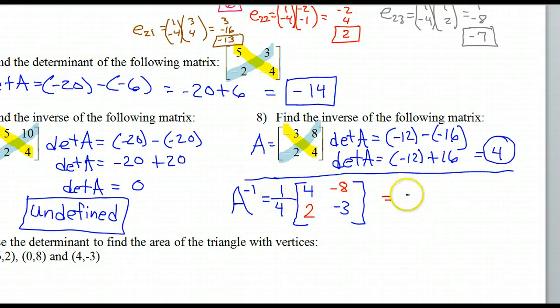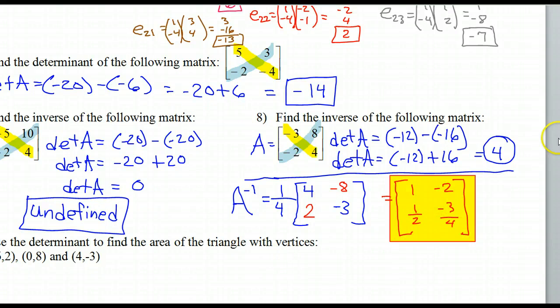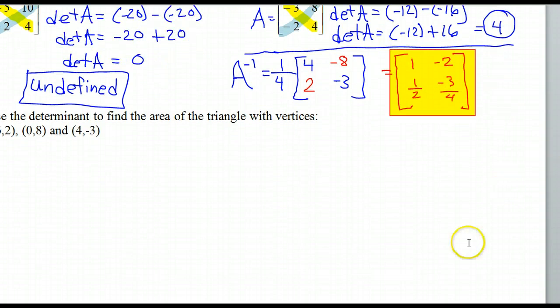Yeah, okay, so that's why this is going to be 1, 4 divided by 4, and negative 2, and 1/2, and negative 3/4. All right, just divided everything by 4. So this is the inverse right here. Bam! Okay, now let's move on to the next one.